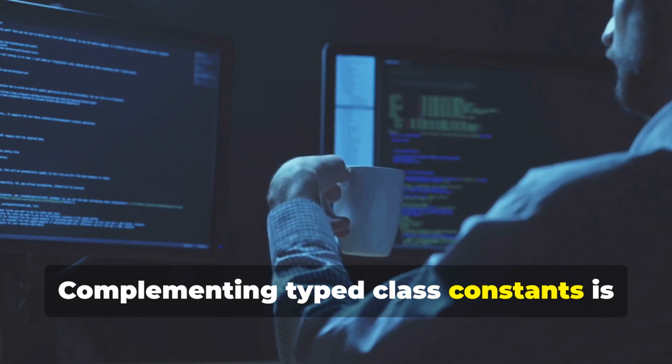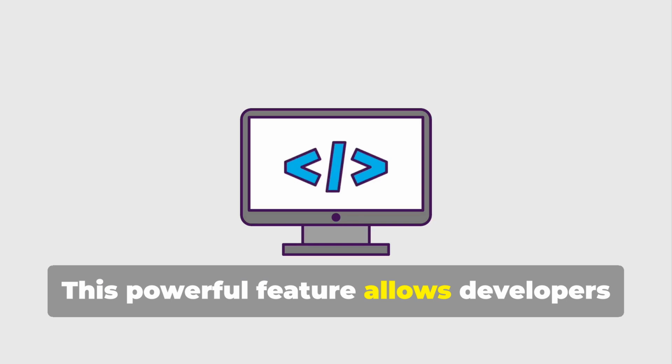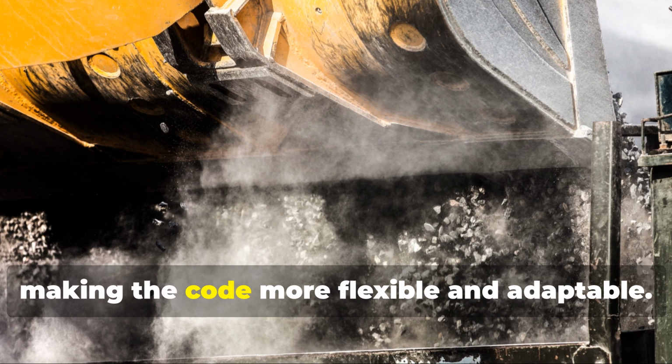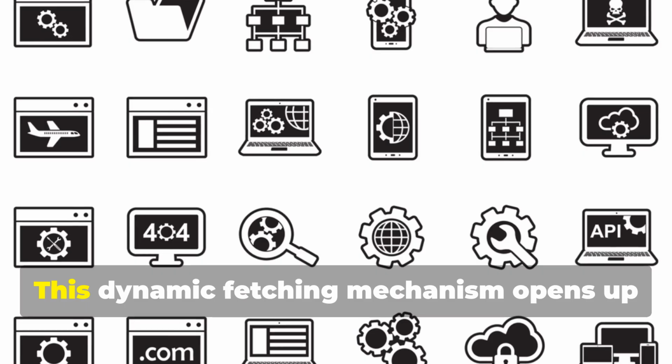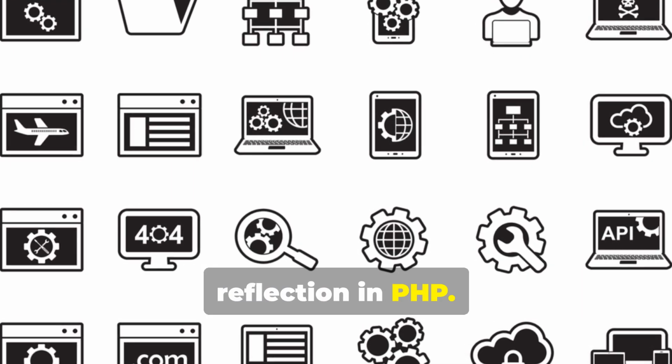Complementing typed class constants is the ability to dynamically fetch class constants. This powerful feature allows developers to retrieve the value of a class constant using a variable, making the code more flexible and adaptable. This dynamic fetching mechanism opens up new possibilities for metaprogramming and reflection in PHP.